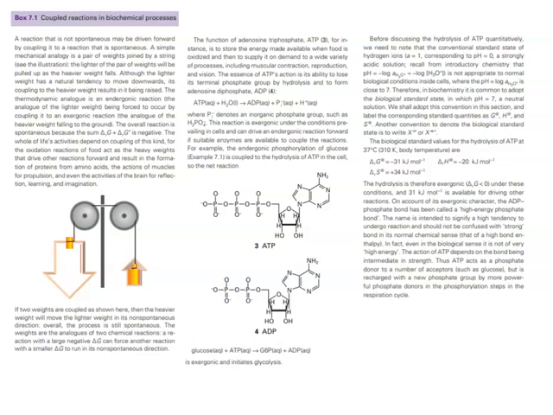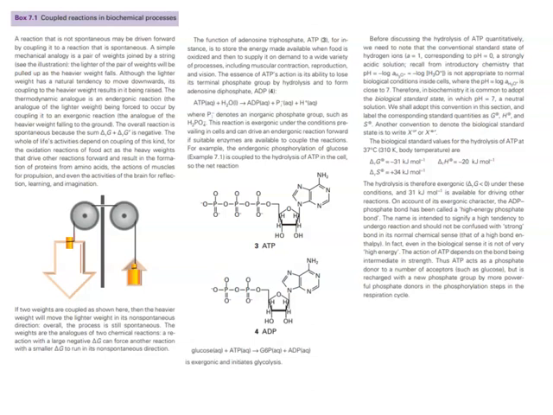A reaction that is not spontaneous may be driven forward by coupling it to a reaction that's spontaneous. A simple mechanical analogy is a pair of weights joined by a string in the illustration below. The lighter of the pair of weights will be pulled up as the heavier weight falls. Although the lighter weight has a natural tendency to move downward, its coupling to the heavier weight results in it being raised. The thermodynamic analog is an endergonic reaction, the analog of the lighter weight, being forced to occur by coupling it to an exergonic reaction, the analog of the heavier weight falling to the ground. The overall reaction is spontaneous because the sum of delta G for the two half reactions is negative.